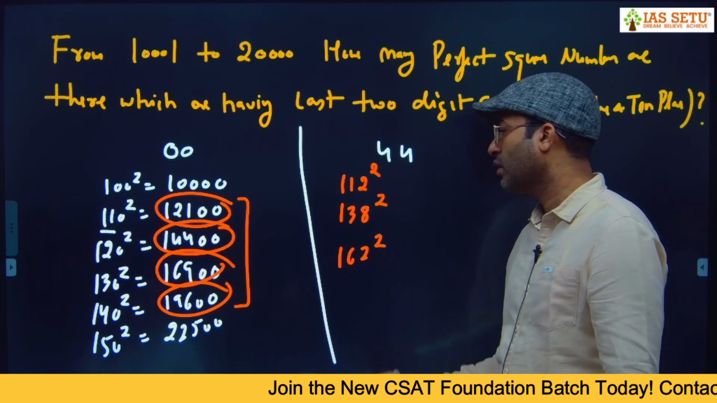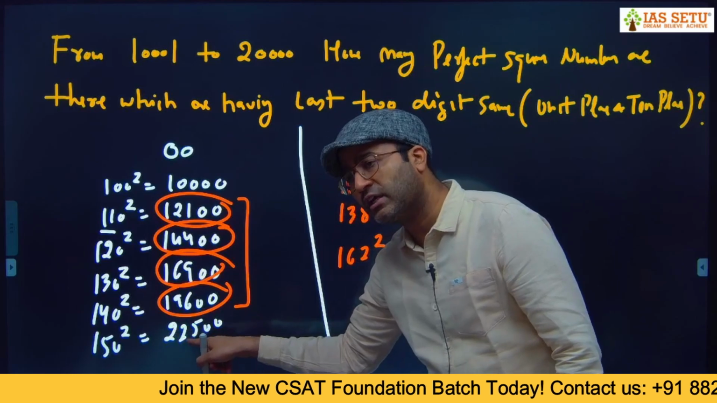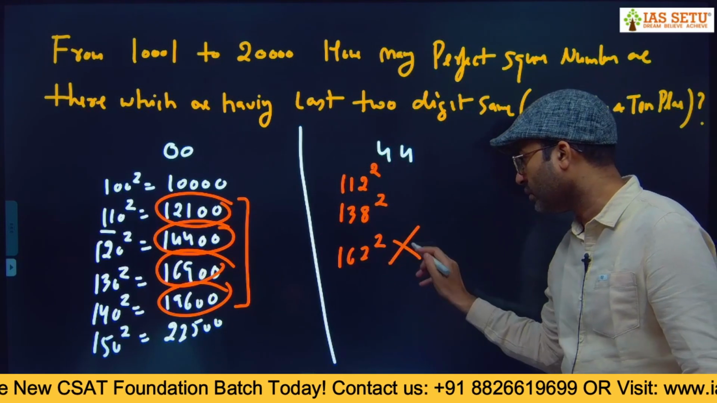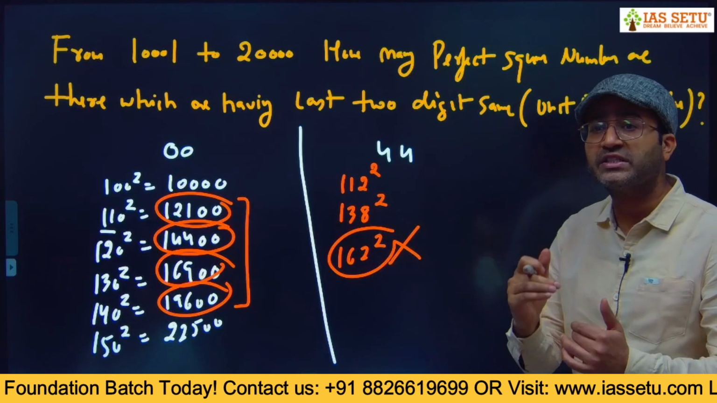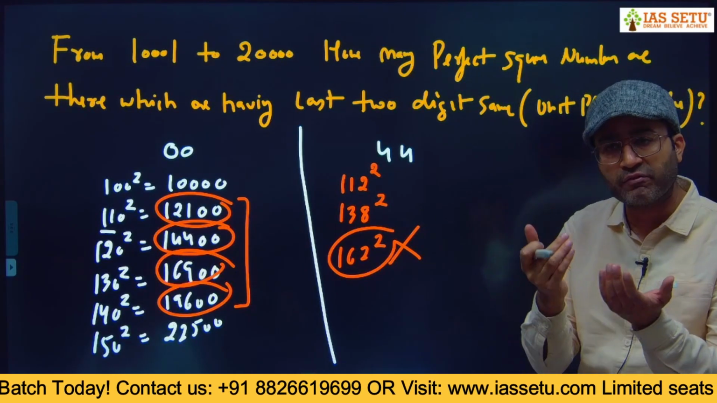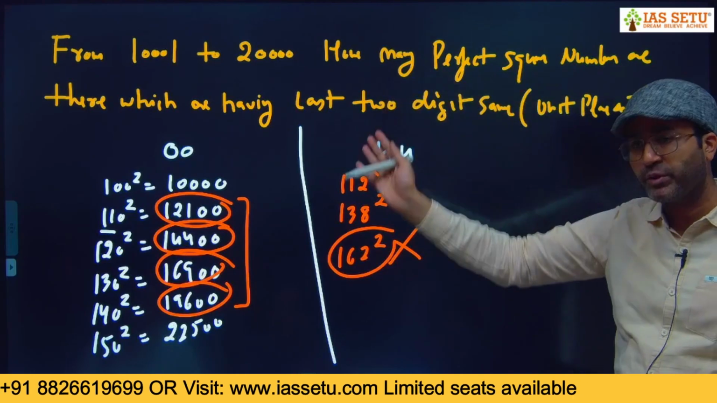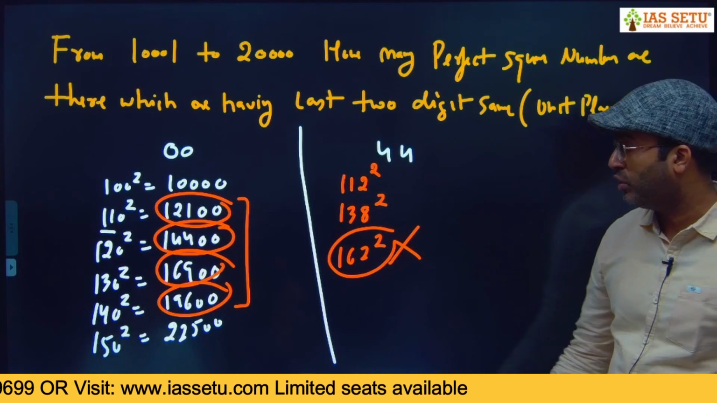162 square. But here 150 itself is 22,000, so 162 has to be bigger. If you don't know, still you can check the comparison range. अगर 150 square ही 20,000 से बड़ा है तो 162 square has to be bigger. I don't need exact value.